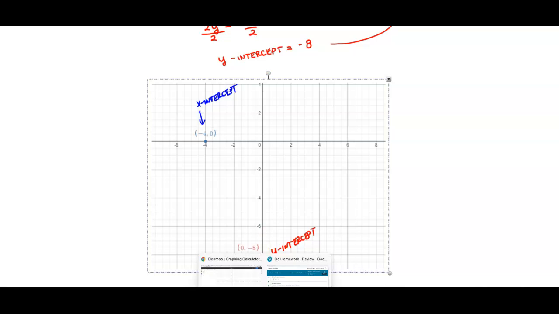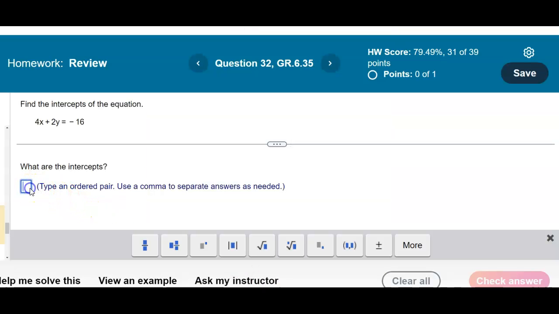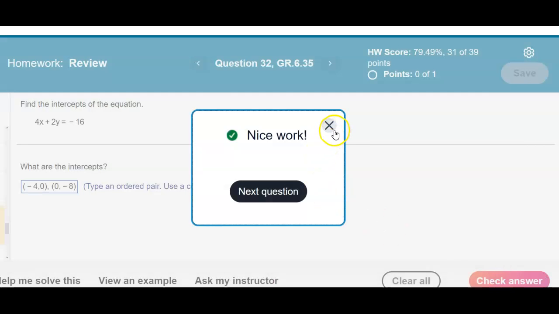So let's go ahead and check our results. Putting in our ordered pairs, we have parentheses negative 4, comma 0, and then 0, comma negative 8. And check our answer, and there is our result.